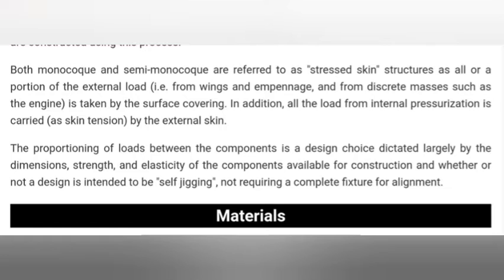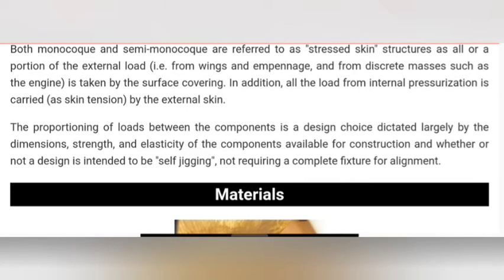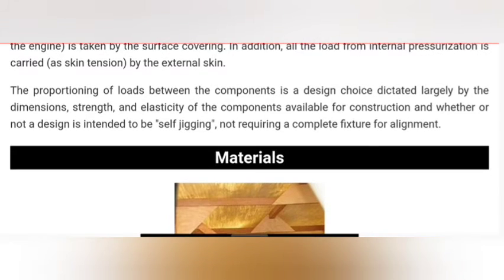Both monocoque and semi-monocoque are referred to as stressed skin structures, as all or a portion of the external load, that is from wings and empennage, and from discrete masses such as the engine, is taken by the surface covering. In addition, all the load from internal pressurization is carried as skin tension by this external skin. The proportioning of loads between the components is a design choice, dictated largely by the dimension, strength, and elasticity of the components available for construction, whether or not a design is intended to be self-jigging, not requiring a complete fixture for alignment.